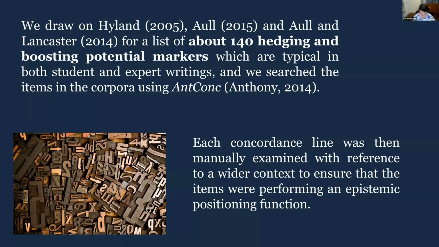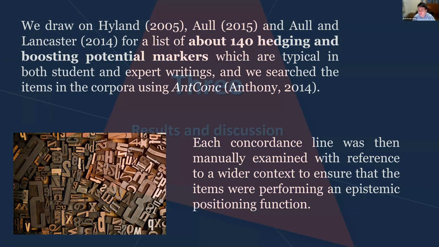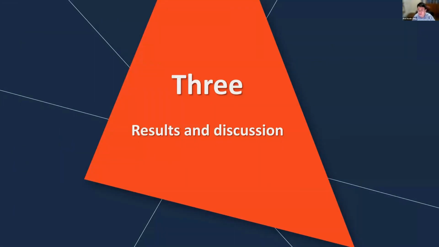We look for these items in our corpus by using AntConc. We also manually check each concordance line with reference to a wider context to ensure that the items we identified by AntConc are performing an epistemic positioning function. So we use both automatic and manual checking methods in our search of these items. Now let's look at what we found from the data analysis.